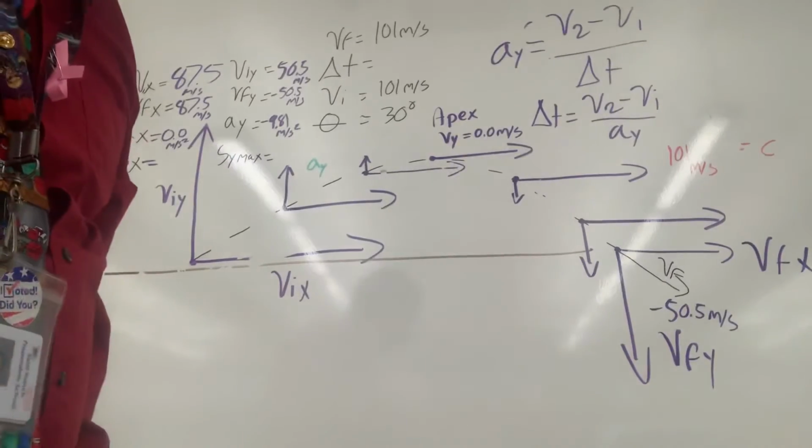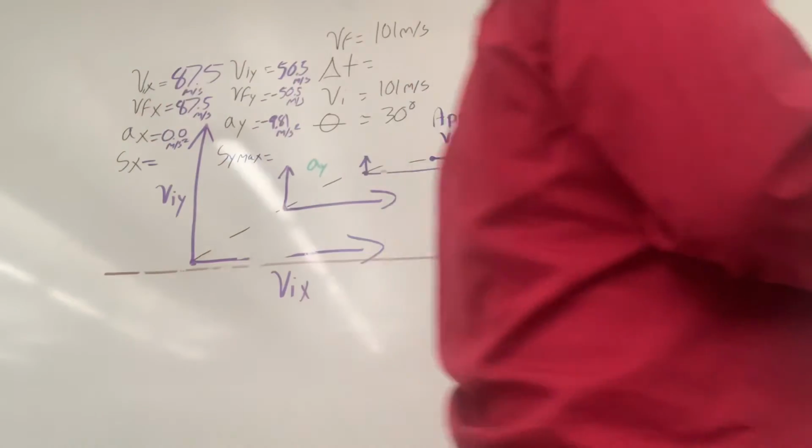And sorry, the V2 is the apex. Yes, it's the second velocity. Okay, good?